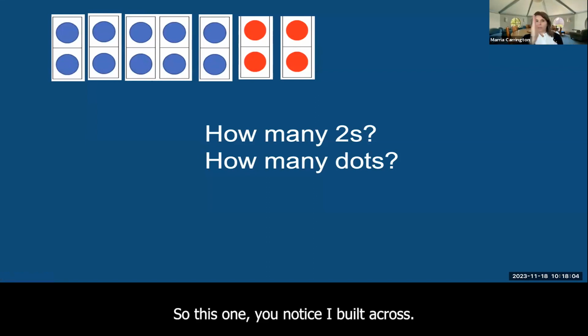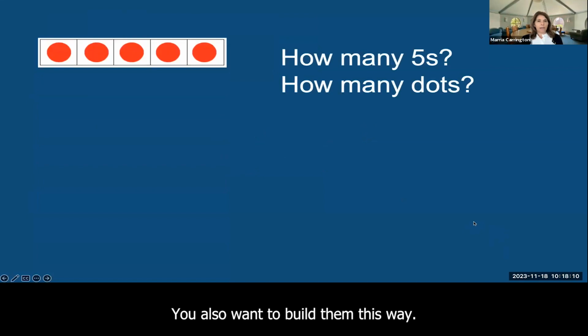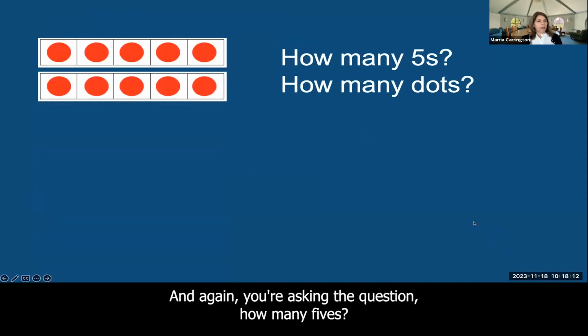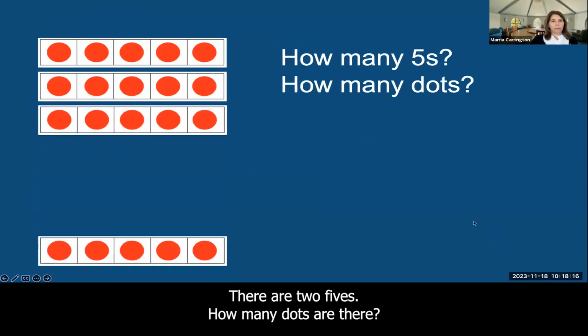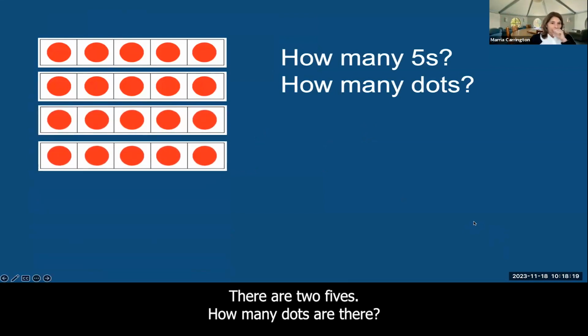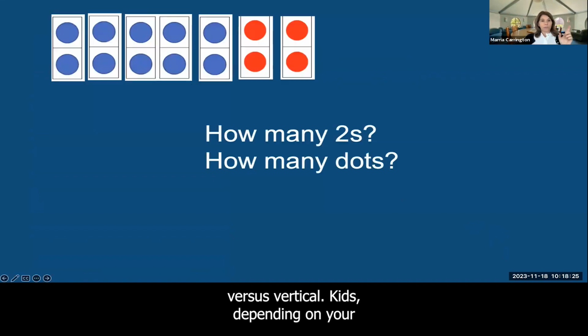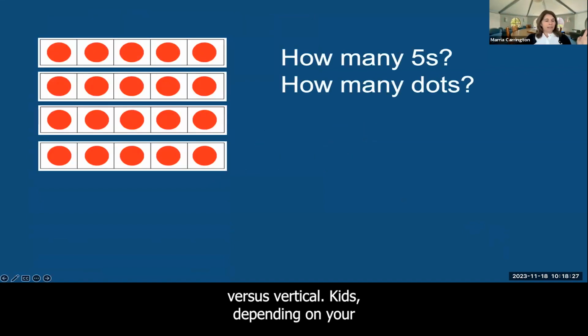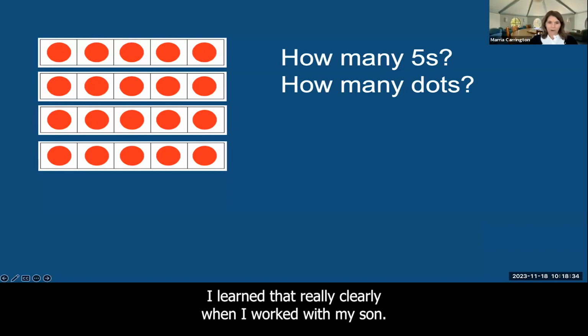So this one, you notice I built across. You also want to build them this way. And again, you're asking the question, how many 5s? Oh, there are 2 5s. How many dots are there? And so as you build this way, that's getting them to start seeing the groups as horizontal groups versus vertical. Kids, depending on your kiddos, some see it this way first and others see it the other way. I learned that really clearly when I worked with my son.